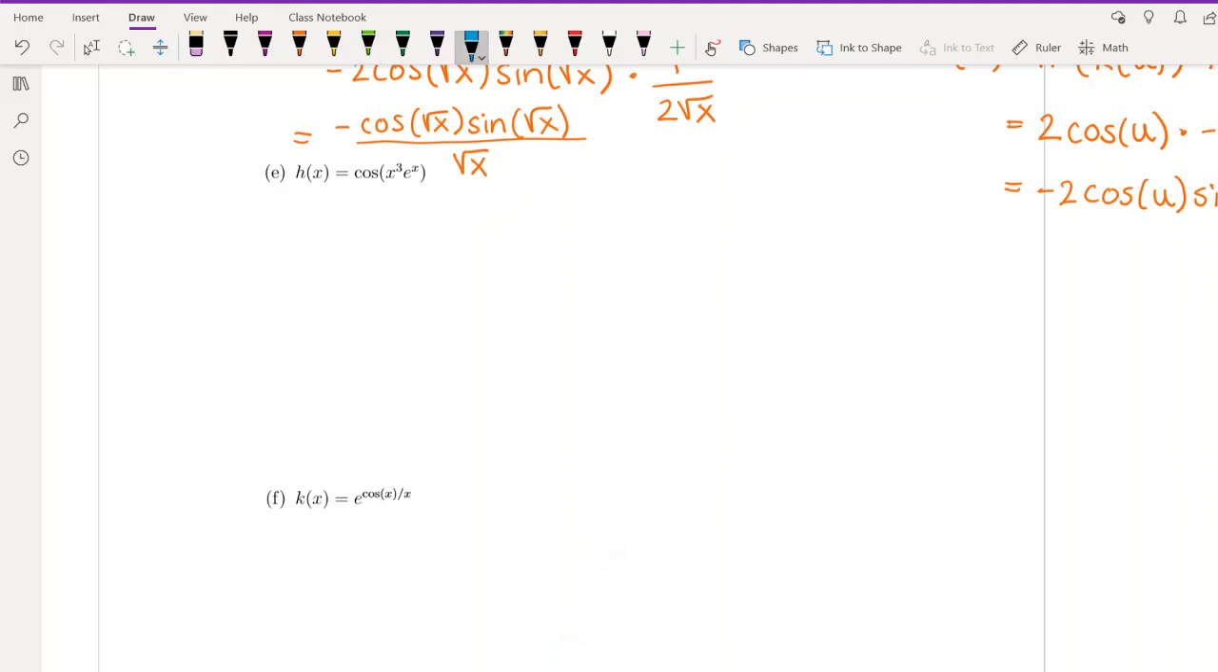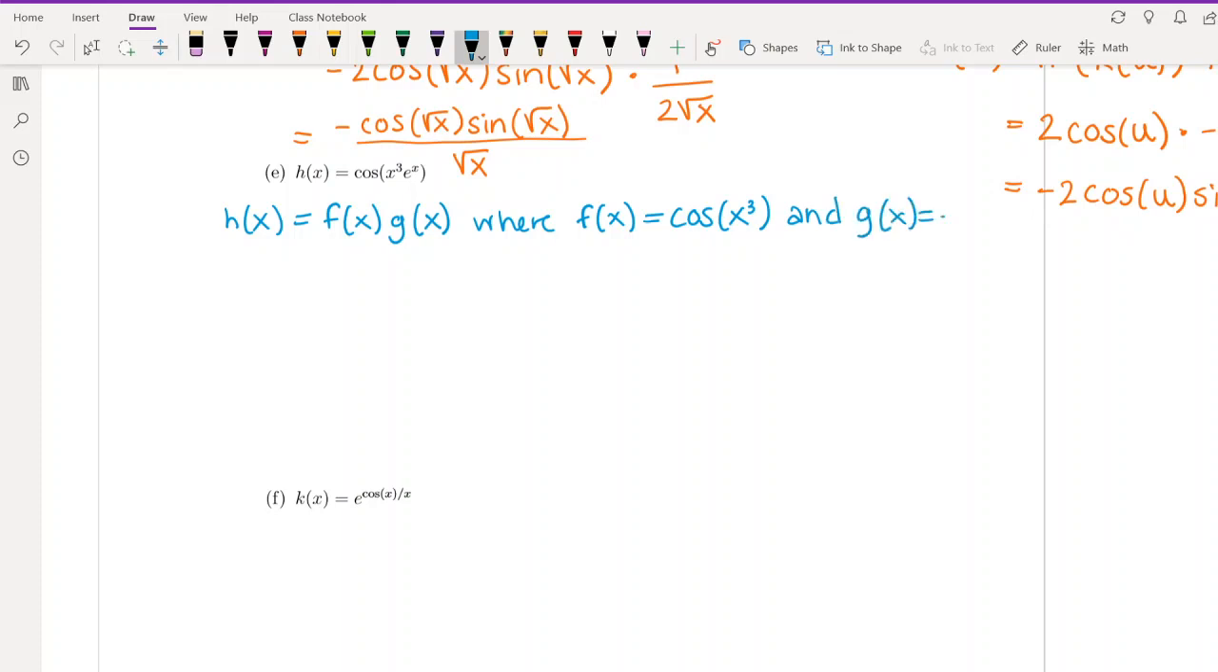Like you couldn't, for example, say, h of x is equal to f of x times g of x, where f of x is equal to cosine of x cubed and g of x is equal to e to the x. That wouldn't work, right? Because that would give you cosine of x cubed times e to the x, where the e to the x is on the outside. And we want to make sure that that multiplication is happening inside of the cosine.